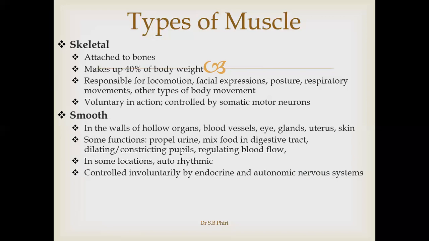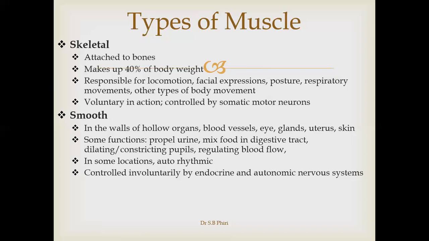Then they are also involved in dilating or constricting the pupil. The eye pupil can dilate or constrict depending on the light that is entering the eye. If there's too much light, they are going to constrict to minimize the amount of light entering the eye. If it's too dark, they're going to dilate to allow you to see things in the dark. So the iris muscle of the eye is basically smooth muscle cells.